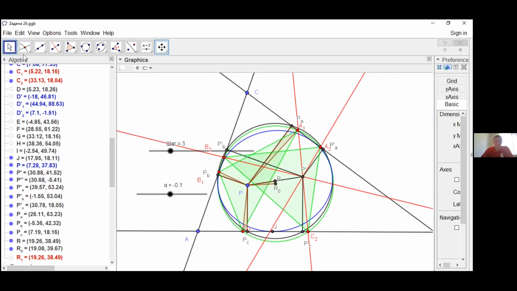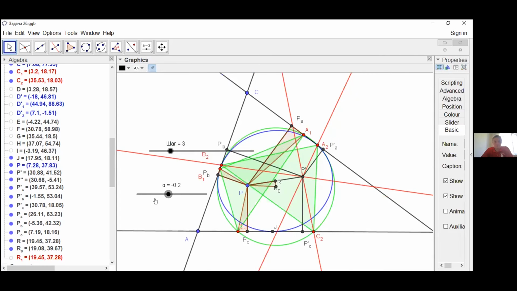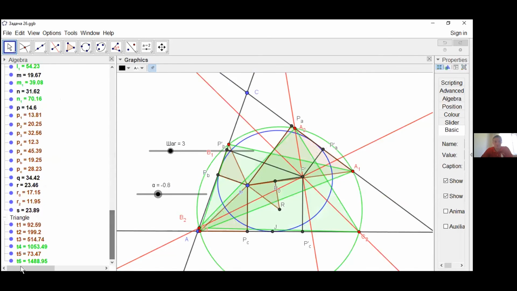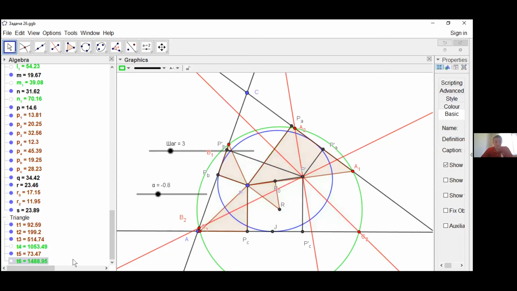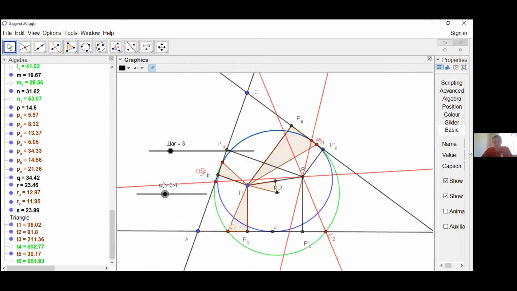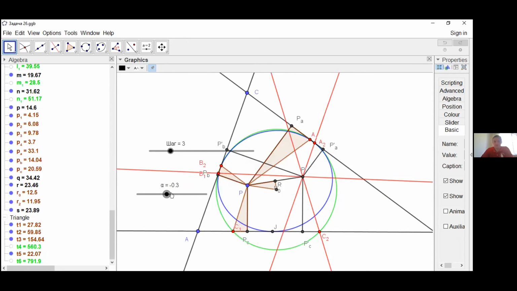And we see, let's again move this green circle. We can see that in most positions, this green circle touches our blue ellipse.